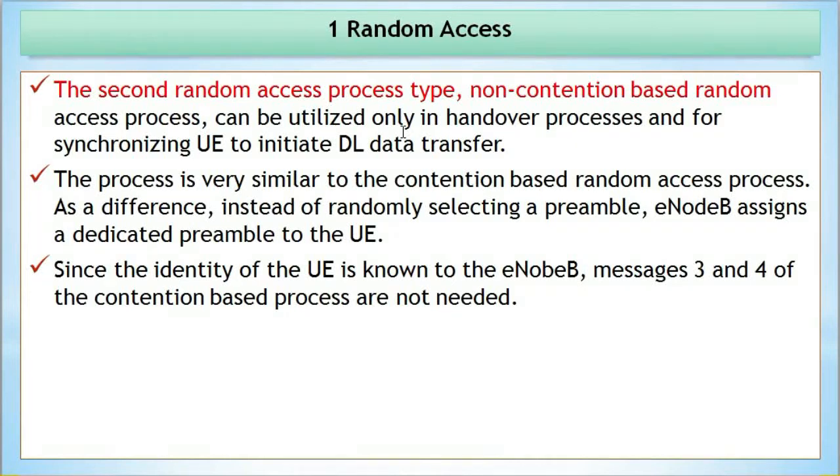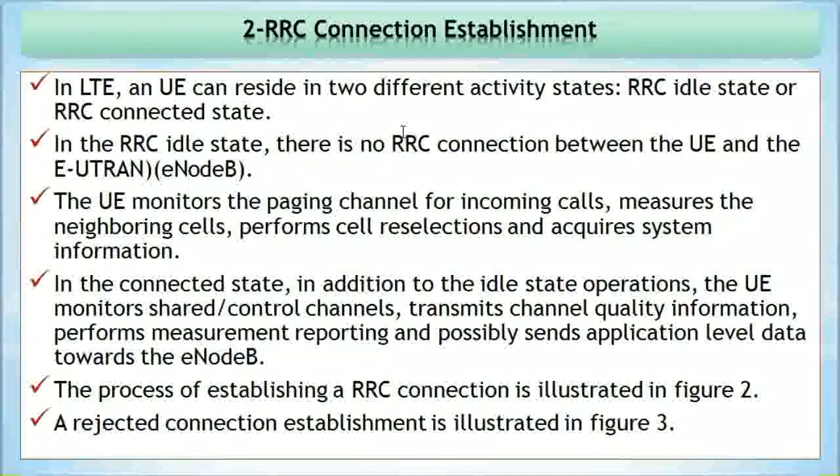Now we go to the second process, that is RRC connection establishment. In LTE, the UE can reside in two different activity states, that is RRC idle state or RRC connected state. In RRC idle state, there is no RRC connection between the UE and the E-UTRAN eNode B.